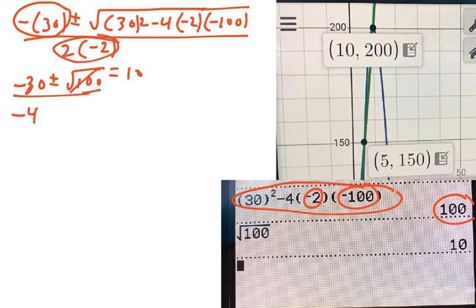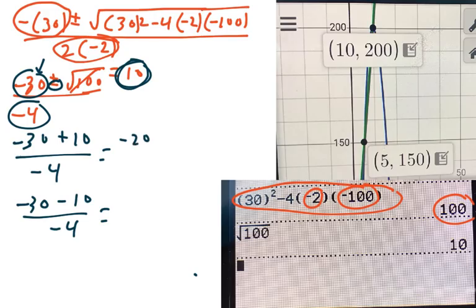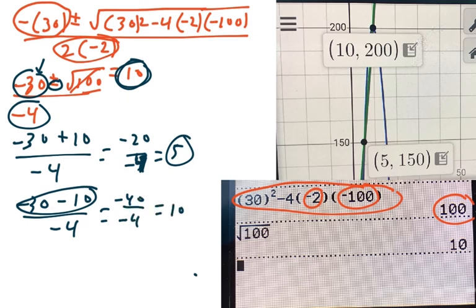So now I'm ready to find my two answers, right? I got negative 30. That's that right there. I'm going to plus the 10. Divide by the negative 4. I'm then going to take the negative 30 one more time. I'm now going to minus this 10 and divide by negative 4 as well. And we're going to end up with two answers here potentially. So let's see here. The 10 minus 30 is negative 20 divided by negative 4 is positive 5. And here, negative 40 divided by negative 4 is positive 10.